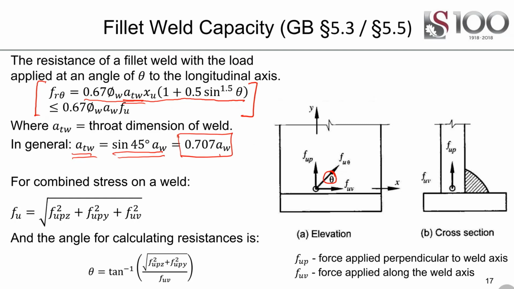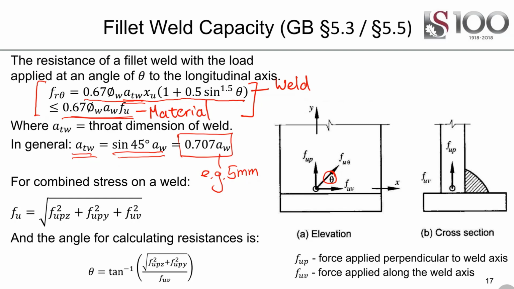Remember, AW would be, e.g., a 5 mm weld, and then you would multiply 5 by 0.707, and then we need to make sure that this is less than or equal to the material. So the first part is the weld, the second part is the material. Either could govern. So just be careful of that. At different angles of theta, different capacities govern, and you need to check both and make sure which one governs.